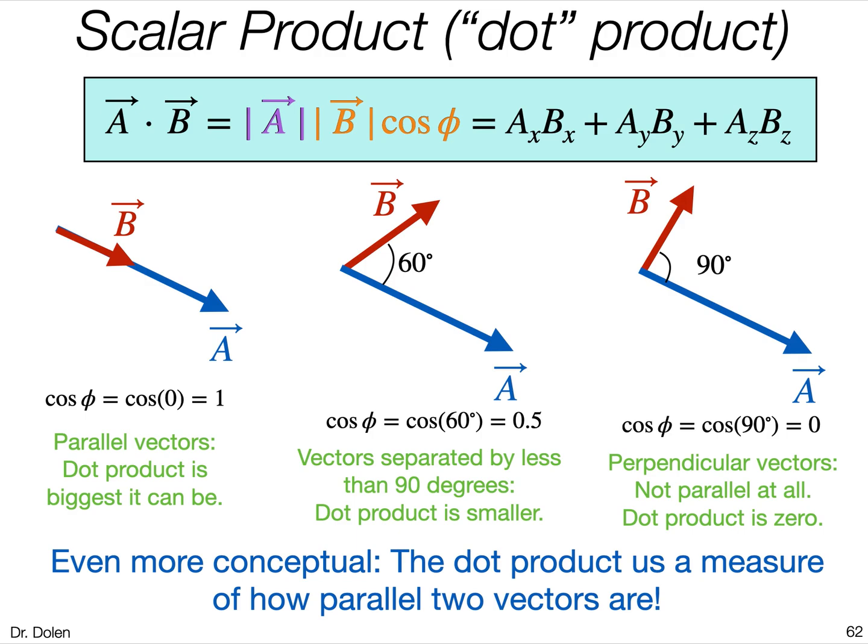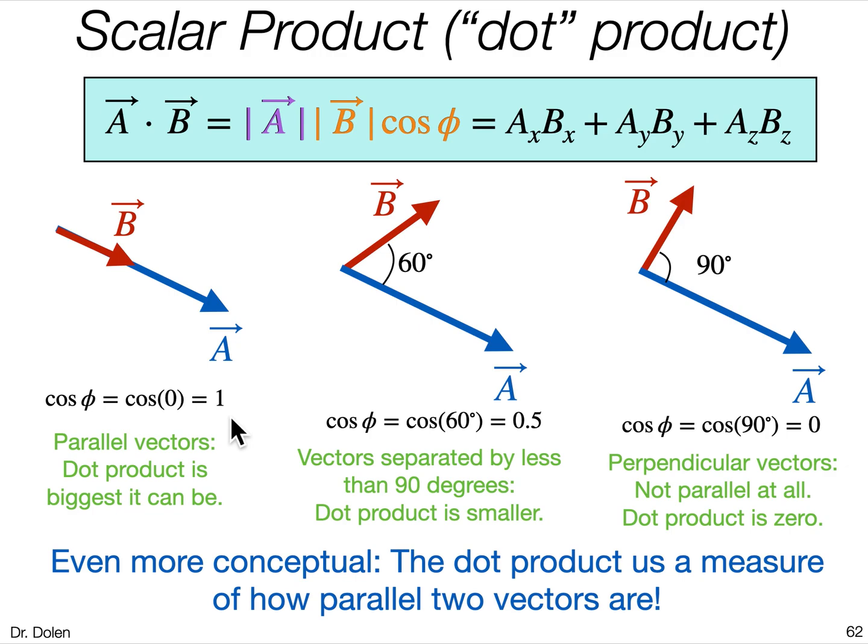But let's just check this out. So in the first example, we have two vectors A and B, and they're parallel to each other. So if I was to calculate their scalar product using this formula, it's just the length of A times the length of B times the cosine of the angle between them. The angle between them is 0, they're pointing in the same direction. And we know that the cosine of 0 is equal to 1. So that's the biggest a cosine can be.